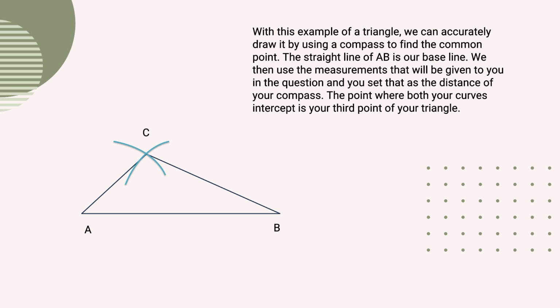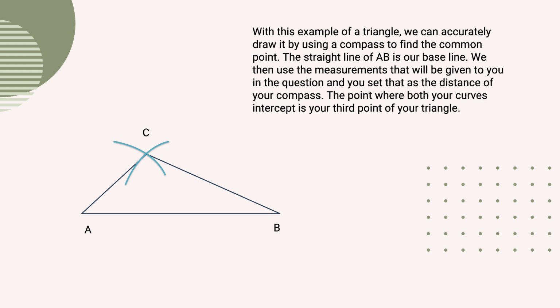With this example of a triangle, we can accurately draw it by using the compass to find the common point. The straight line of AB is our baseline, and you'll be given that in your exam. You'll then be asked to work out the point C, obviously. So then, we use the measurements that will be given to you in the question. You may get told AB is 6 meters, A to C is 4 meters, B to C is 3 meters, or whatever. And then you'll set the distance of that to your compass.